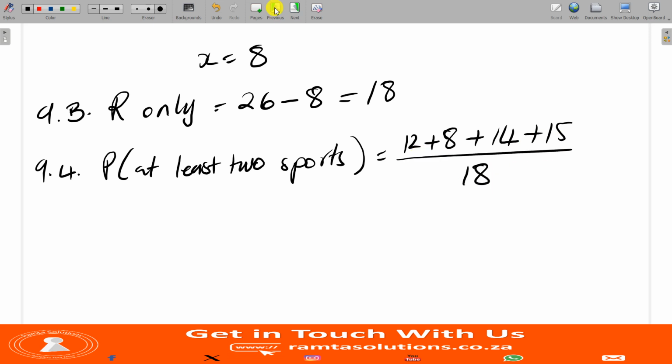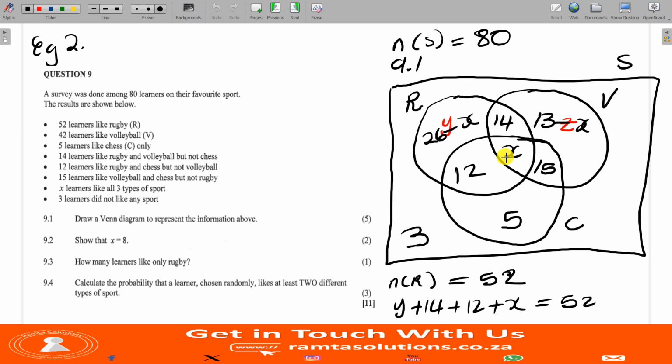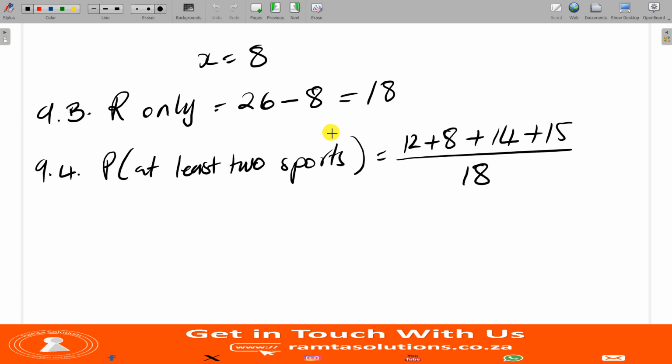Let me go back to confirm. 12 plus 8 plus 14 plus 15. Yes, this is 8, guys. The 8 is this part here. 12 plus 8 plus 14 plus 15, over the sample space, which is 80. Remember, likes at least means a minimum of 2. These ones here love 2, these ones here love 3, these ones here love 2, and these ones here love 2. At least means a minimum of. Okay, perfect.